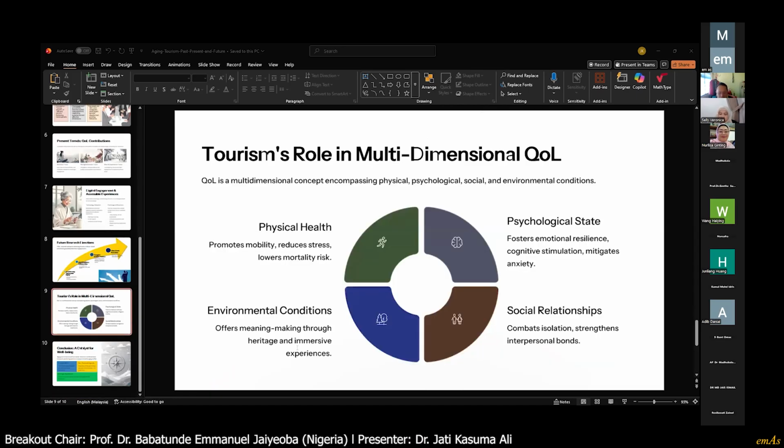Okay, so to understand why this matters, we look at 4 dimensions of QOL. Physical health: tourism promotes mobility and reduces mortality risk. Psychological states: it fosters emotional resilience and cognitive stimulation. Social relationships: it is a primary tool for combating isolation. Environmental conditions: it provides meaning through heritage and immersive experiences.